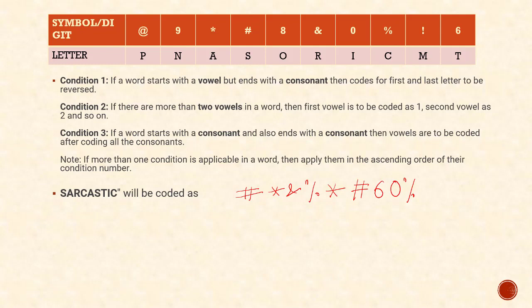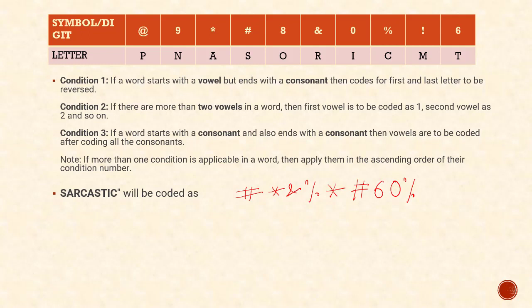Condition 1 is applicable if the word starts with a vowel and ends with a consonant, but we see that is not happening here because both the first alphabet and the last alphabet happen to be consonants. So condition 1 is not applicable. Now we'll look at condition number 2. If there are more than 2 vowels, we see we have 3 vowels. So this can be applied.